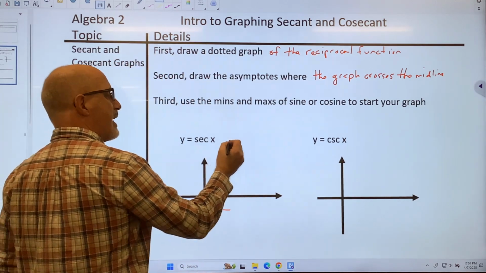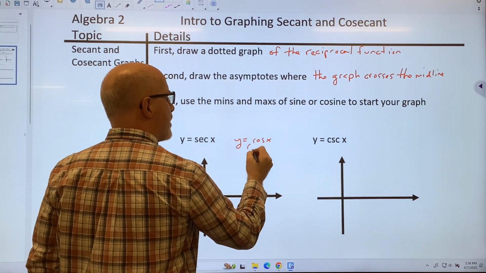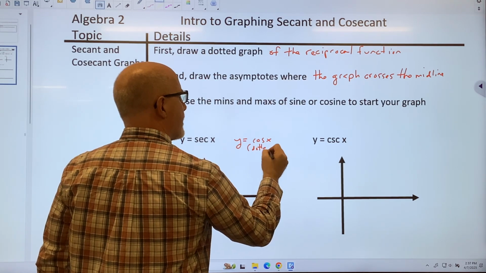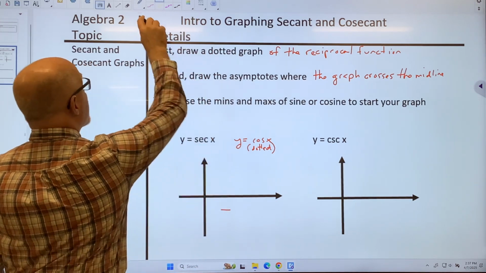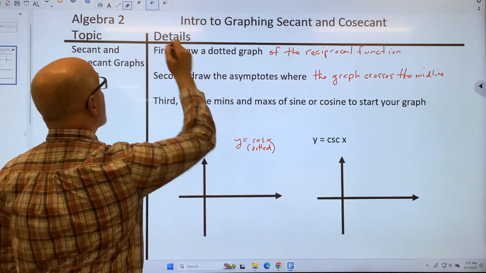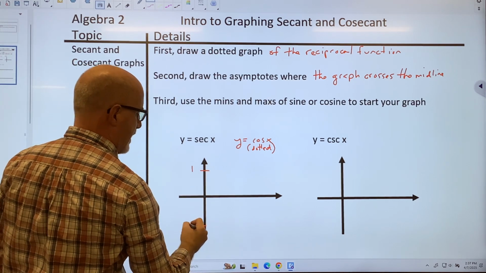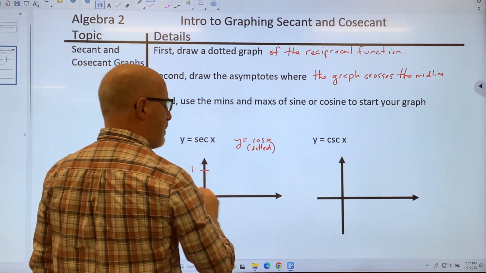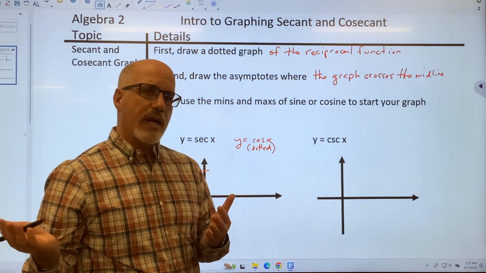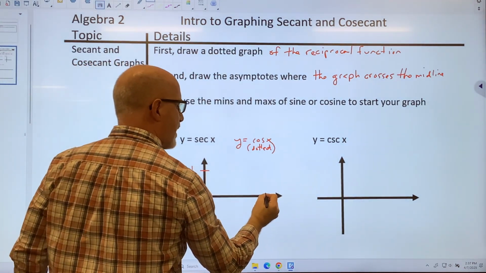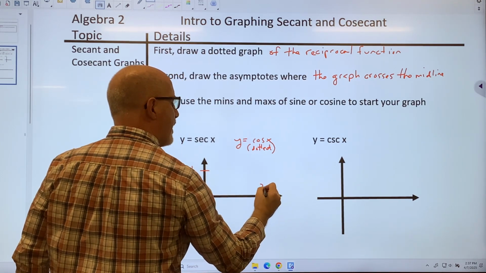So let's start with secant. We're going to graph the cosine graph as a dotted graph. That's our reciprocal function for this one. So when we look at cosine, we're going to first of all recognize that the amplitude is up to 1 and down to -1. And our period, I'm going to do period in both degrees and in radians. So our period goes out to 360 degrees or 2 pi.